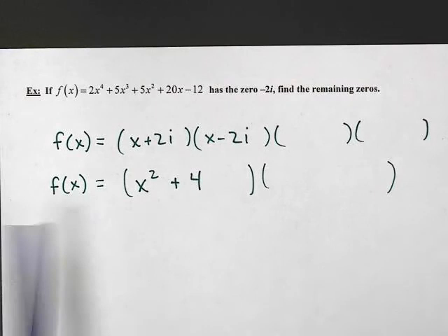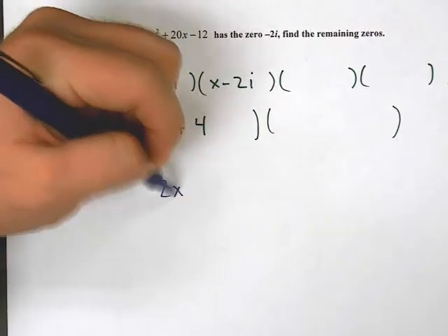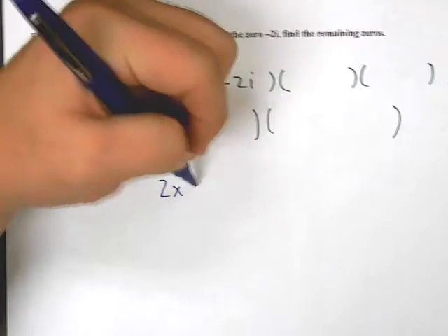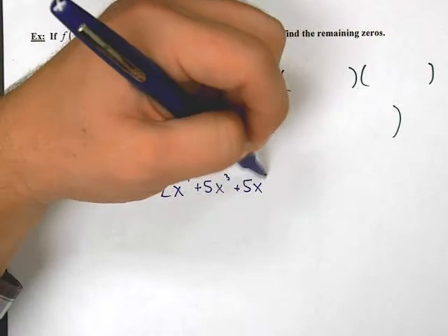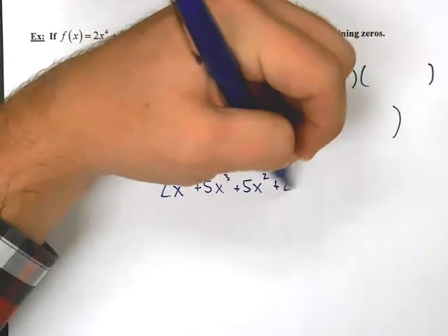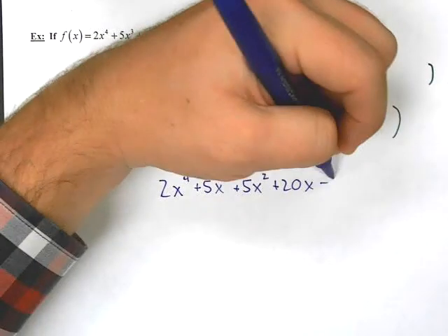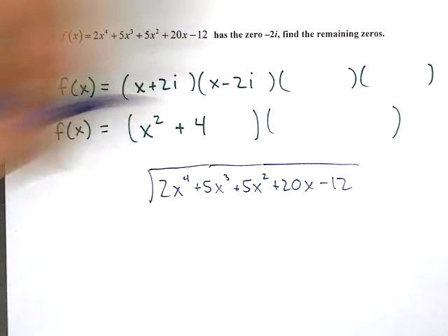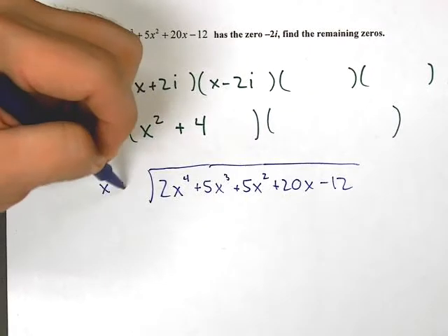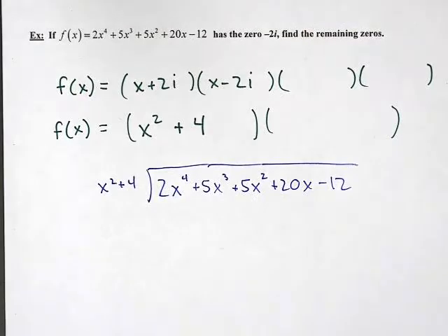Because what we are going to do is we're going to take f of x. So right here, what do we have? 2x to the 4th plus 5x cubed plus 5x squared plus 20x minus 12, and we are going to divide it, sorry about that weird bar, by x squared plus 4. Okay? Hopefully this kind of rings a bell for some of you guys from Algebra 2. If not, I'm glad we're working on it.